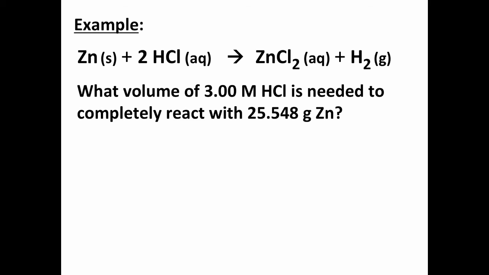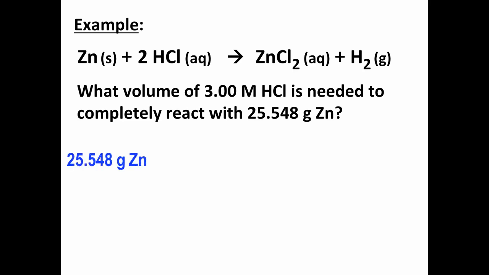So our last example for this screencast is a reaction between zinc and hydrochloric acid, and we're asked how much hydrochloric acid is needed to completely react with a given amount of zinc. Notice there's something a little different here. We're determining the volume of a 3 molar hydrochloric acid solution. So this is going to be similar to previous calculations, but there will be the difference of, instead of using a grams and moles calculation or conversion, we'll be using a volume and molarity conversion.